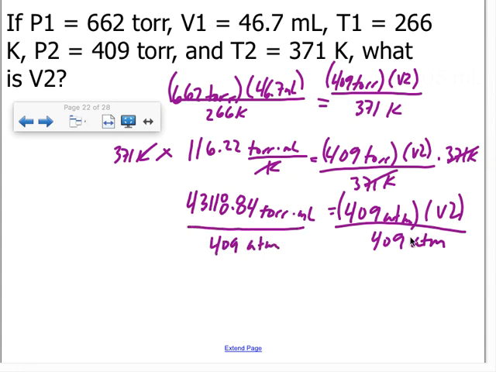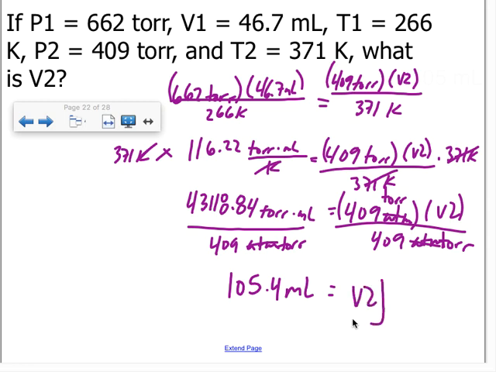Oh, not ATM, Torr. Sorry. Okay. So 43,118.84 divided by 409, I get roughly somewhere around 105.4 milliliters for my new volume.